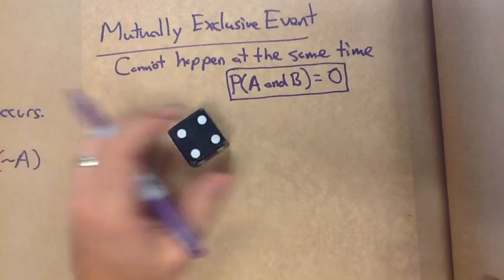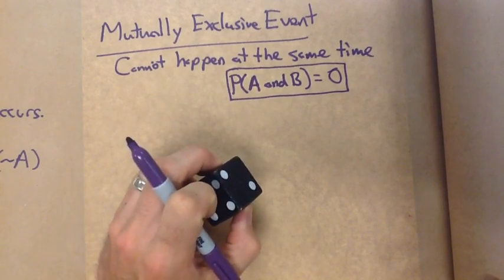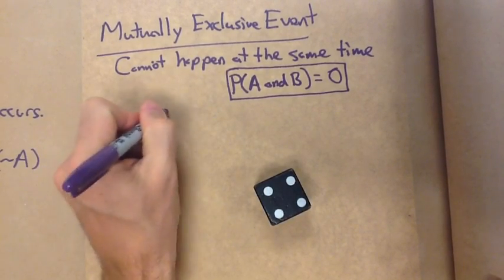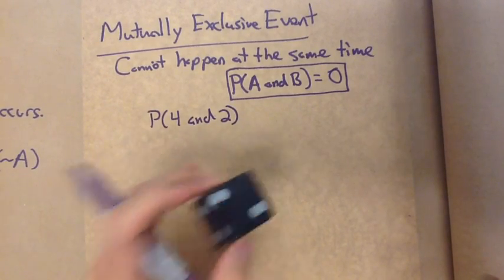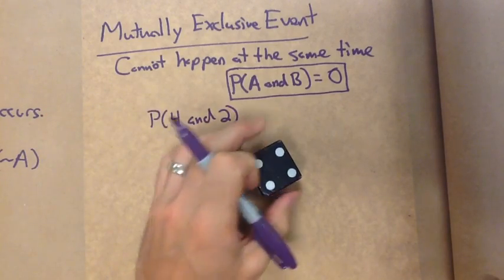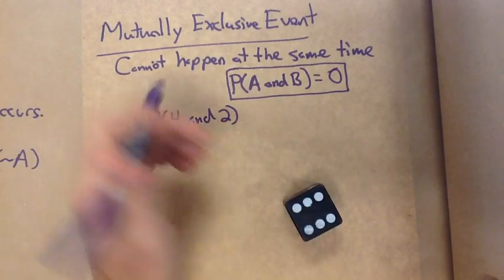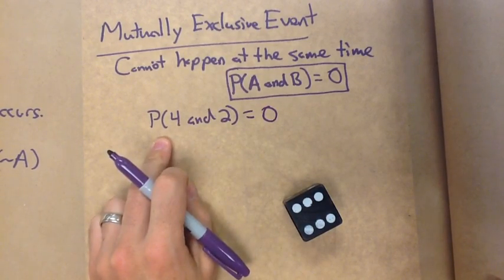Now let's think of our dice. Now what would be the probability of rolling a 4 and a 2? Well, I can't roll a 4 and a 2. It's not physically possible for the dice to go down and land to be exactly a 4 and a 2. It could be a 4 or a 2 or something else. So this is a mutually exclusive event, so that probability is 0.